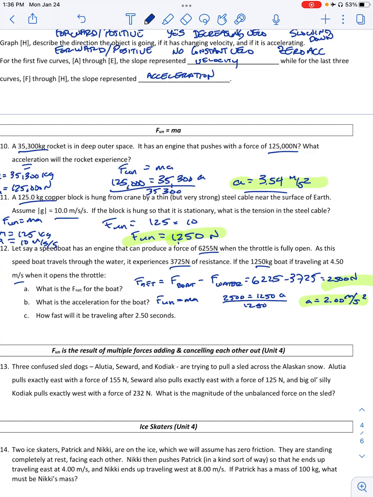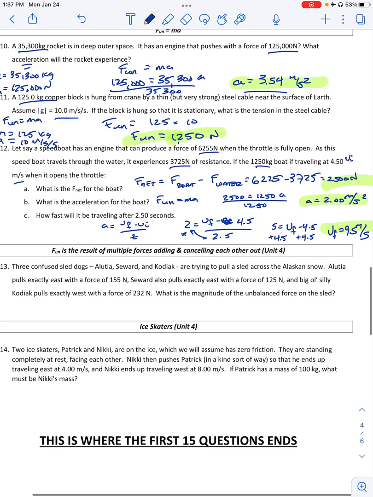How fast would it be traveling after 4.5 seconds? Okay, so it starts. This is my VI. I'm using A equals VF minus VI over T. That's the equation I'm using, sorry. So 2 equals VF minus VI, and this is going to be 4.5. This is going to be 2.5. All right, I'm going to cross multiply. So that's going to be 5 equals VF minus 4.5. Add over my 4.5. VF here equals 9.5 meters per second.